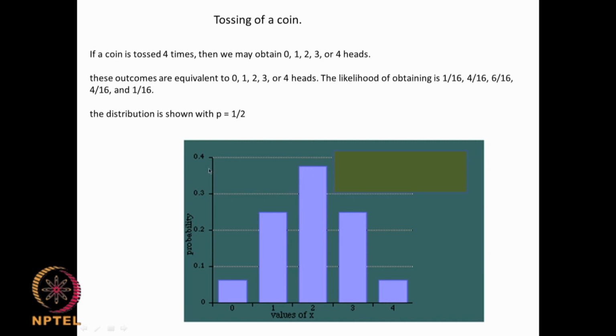How to get this number of 6 by 16, I will tell you in the next slide. Getting 1 head and 3 tails, or getting 3 heads and 1 tail, are equally probable, which comes second. Getting 0 heads or getting 4 heads is less probable, but they are equal. So this is how the binomial distribution will look. Now, what is the formula for calculating this probability? Let us show it in the next slide.